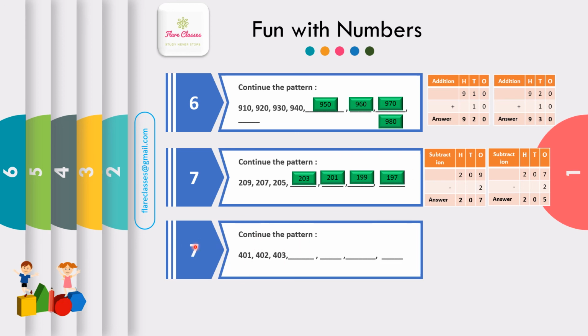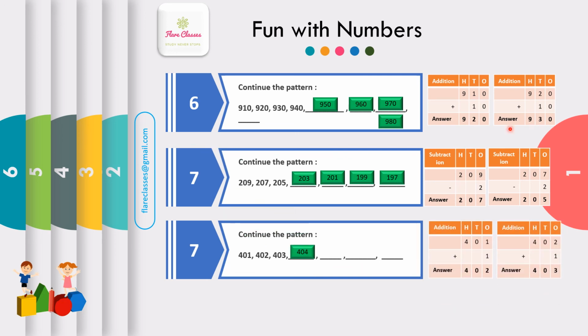It will be question number 8. Continue the pattern. This is very easy question. 401, 402, 403. As we can see that only 1 is adding here. If we add 1 in 401, next number comes 402, next 403. So guess what this number will be? It will be 404. Next one will be 405, then 406 and 407.